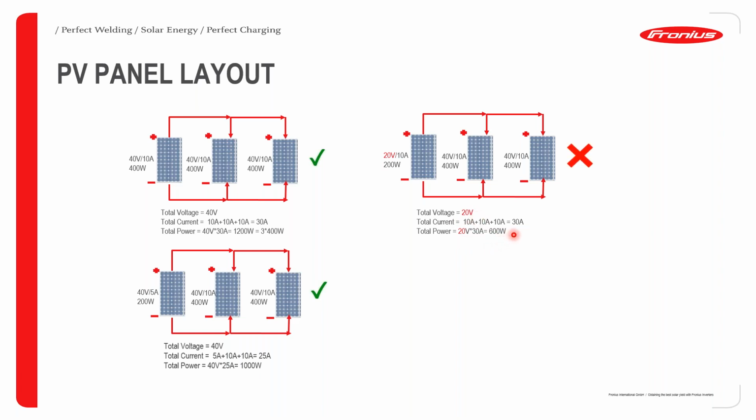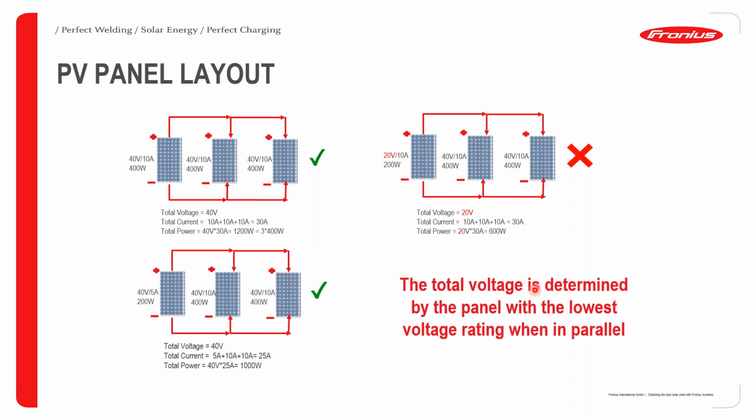So with this, we can see that this is not an optimal design because we have mixed it with a panel with a lesser open circuit voltage. So in summary, the total voltage is determined by the panel with the lowest voltage rating when in parallel.